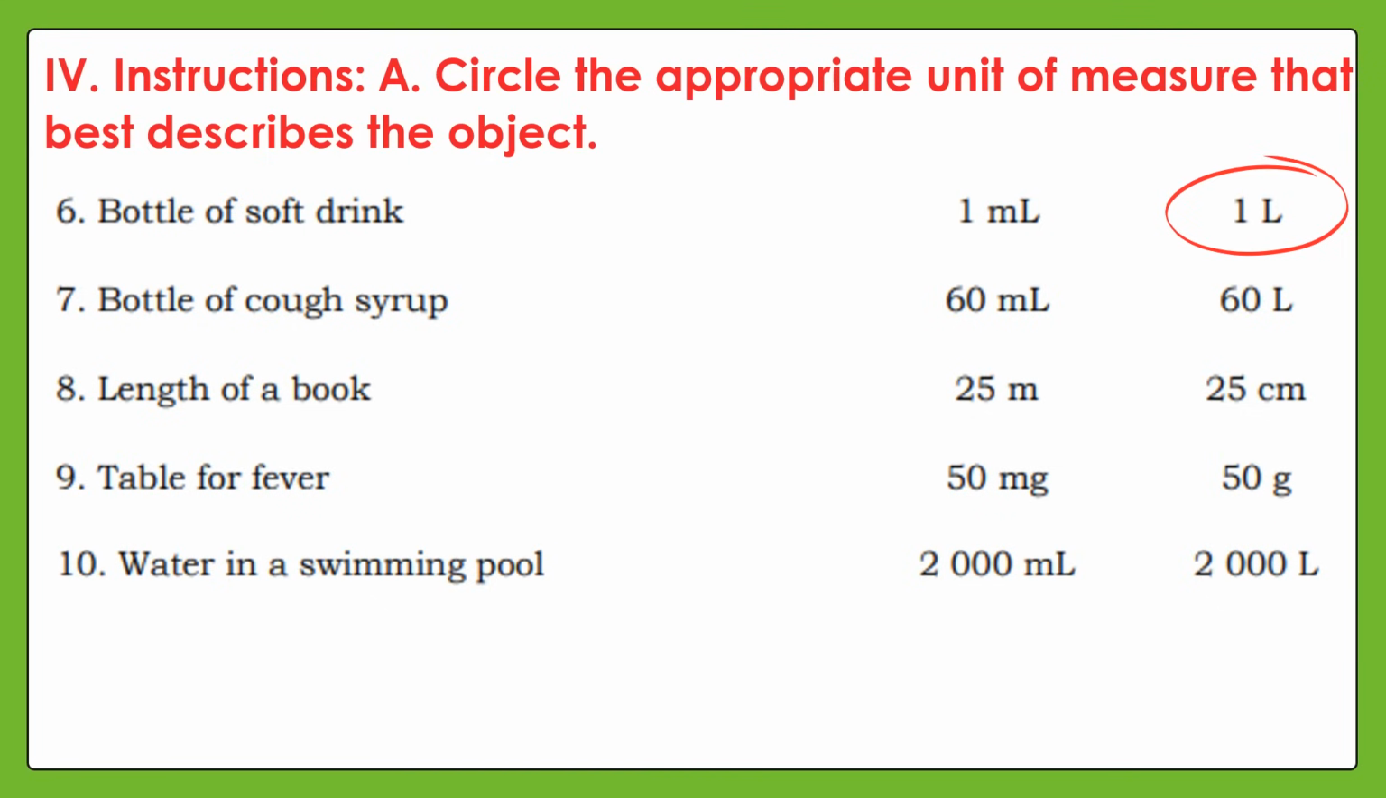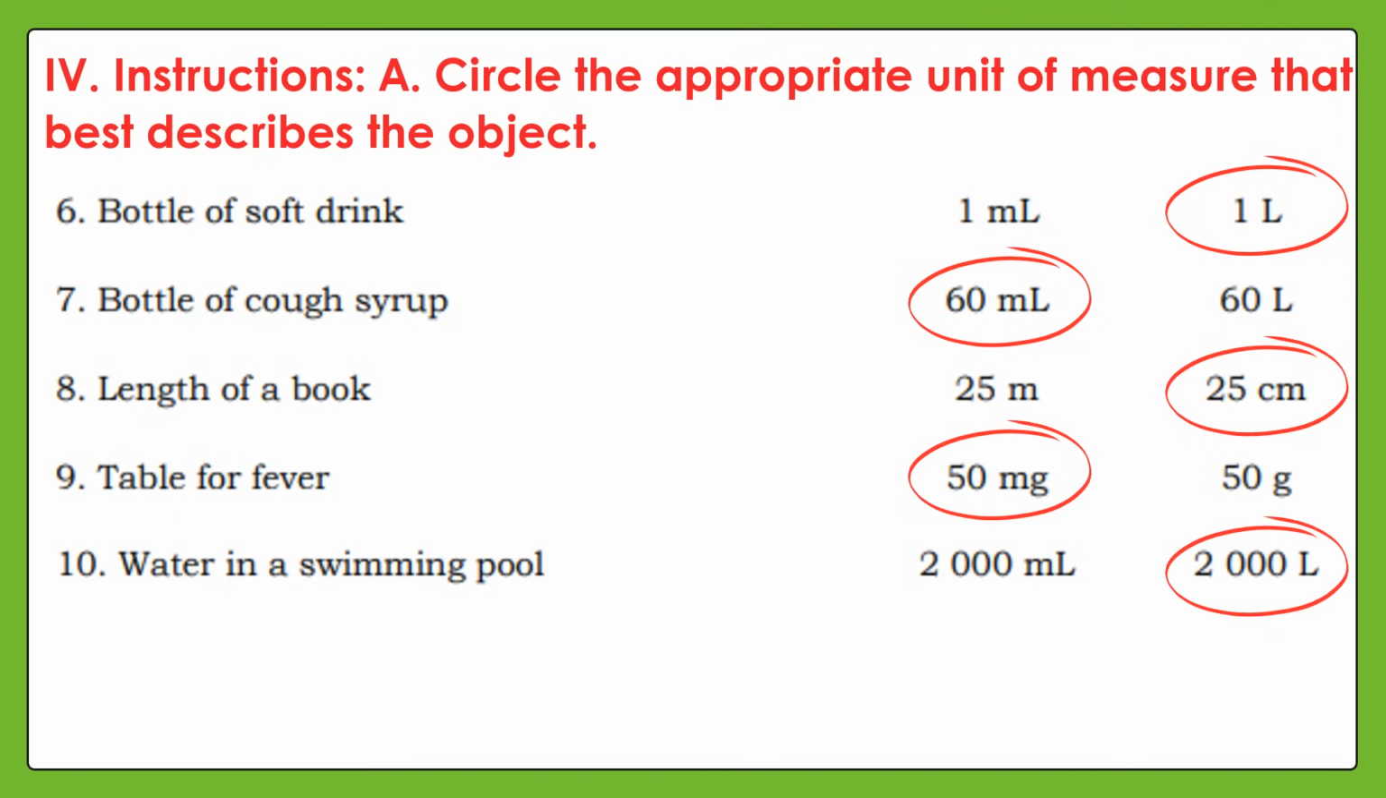Number 7, bottle of cough syrup. The answer is 60 ml or milliliters. Number 8, length of a book. The answer is 25 centimeters. Number 9, tablet for fever. The answer is 50 milligrams. Number 10, water in a swimming pool. The answer is 2,000 liters.